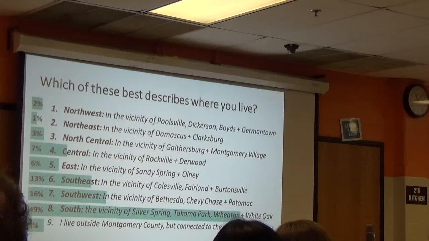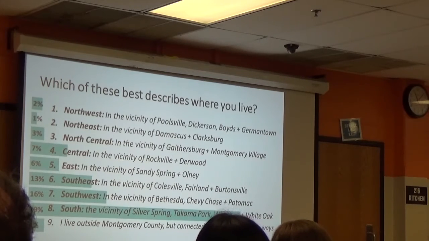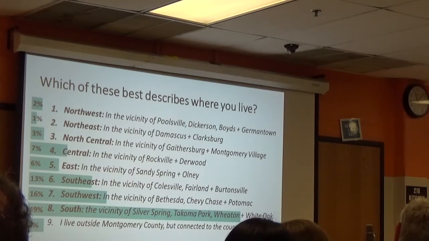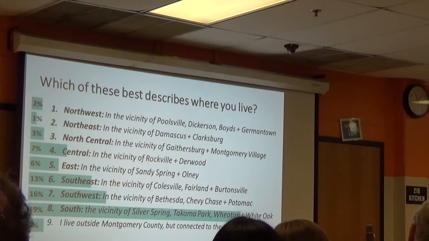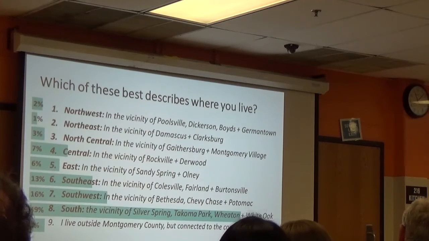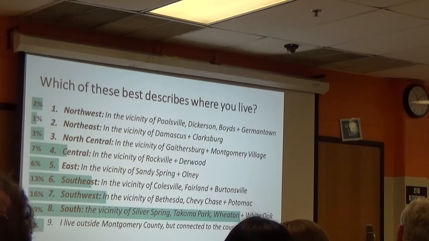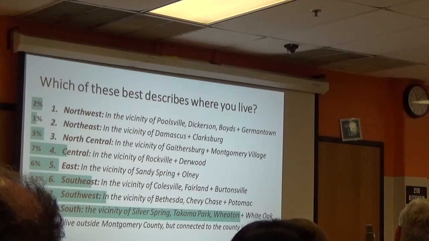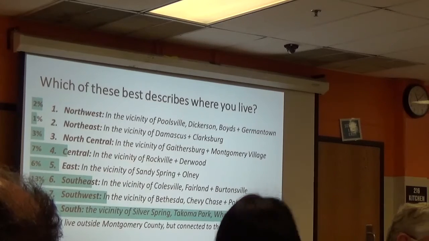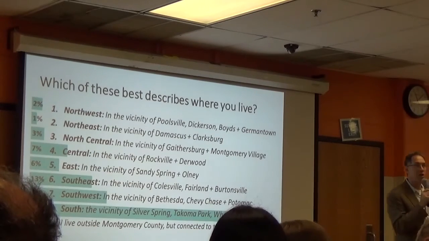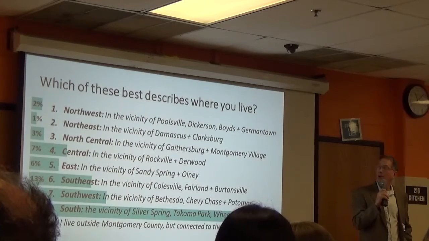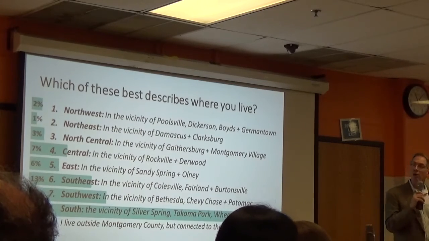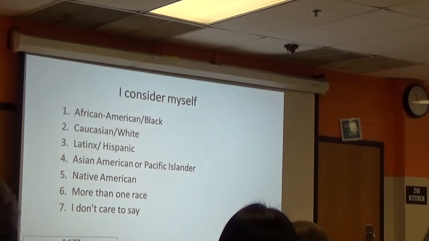All right, so 49% live in the south vicinity of Silver Spring, Takoma Park, Wheaton, and White Oak. Probably makes sense, right, given where we are. But we have 16% in the Southwest, Bethesda, Chevy Chase, Potomac, 13% Southeast, Colesville, Fairland, Burtonsville, and then everything else is in the single digits. But again, we have a real mix of folks from all parts of the county here in some numbers. All right, and then the final question is around race and ethnicity.